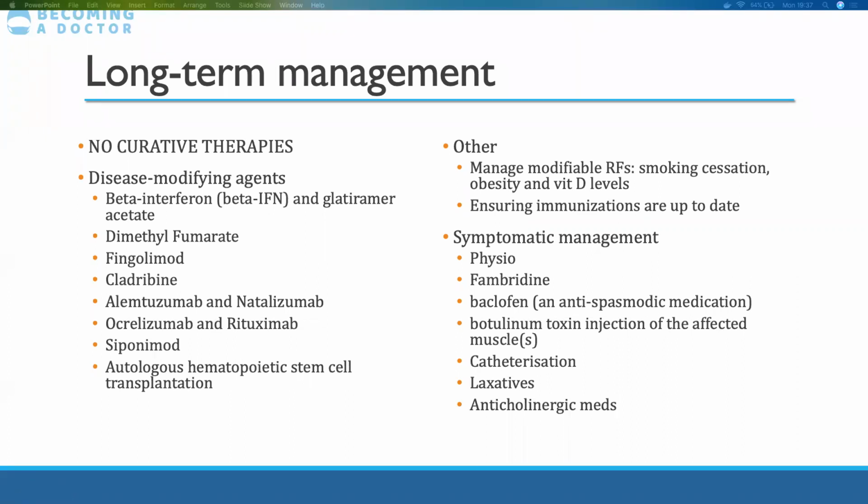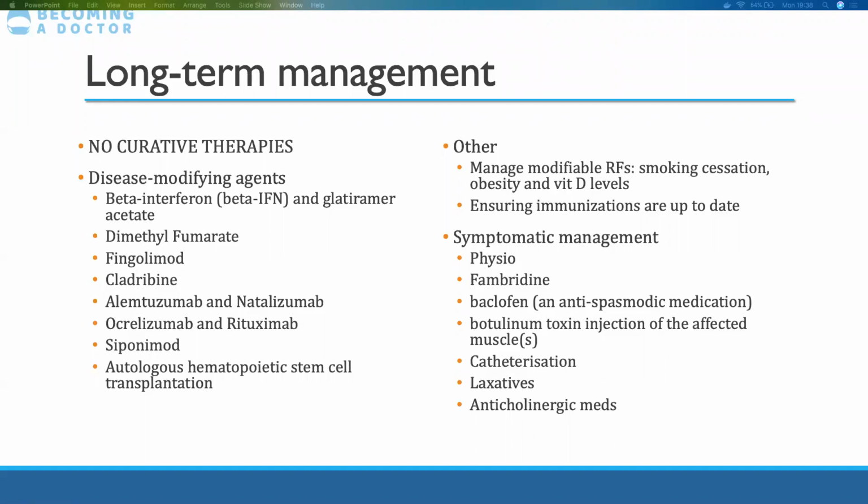Fingolimod is again very effective. However, the side effects are bad. It can cause symptomatic bradycardia or conduction block, which happens in about 2% of patients. Cladribine reduces relapse rate really well.